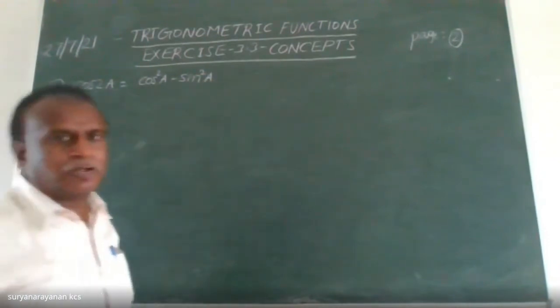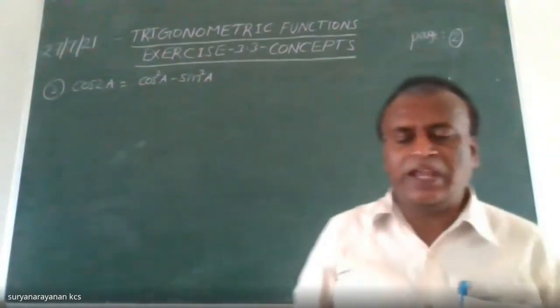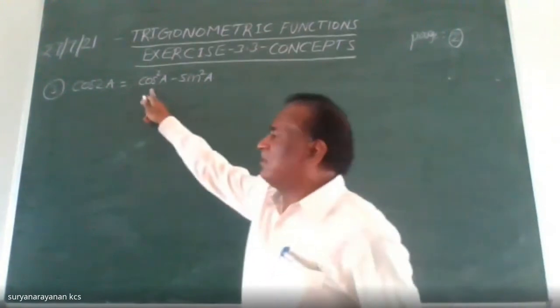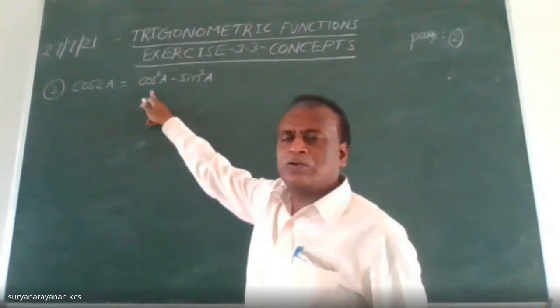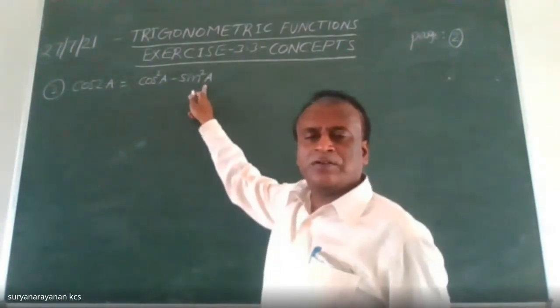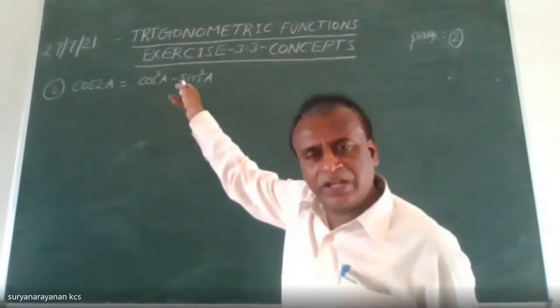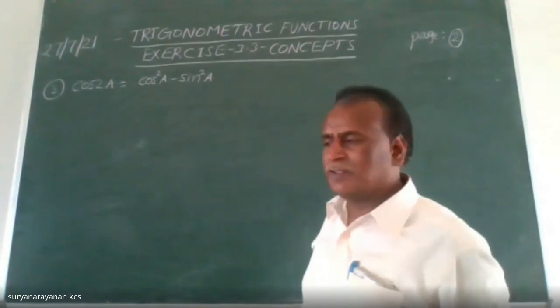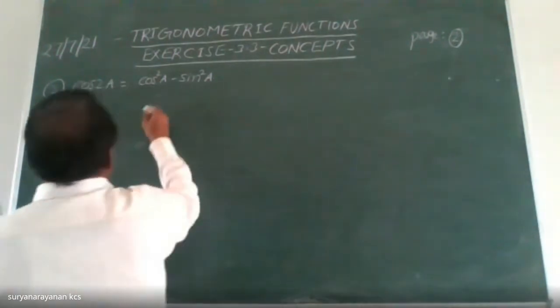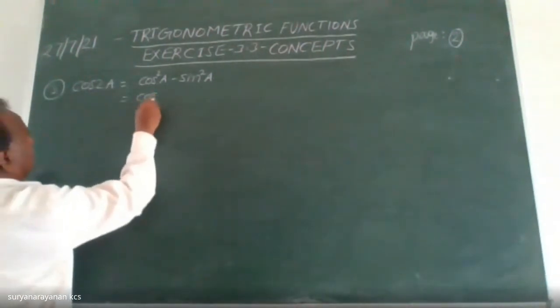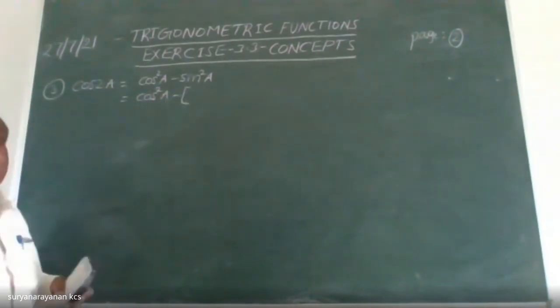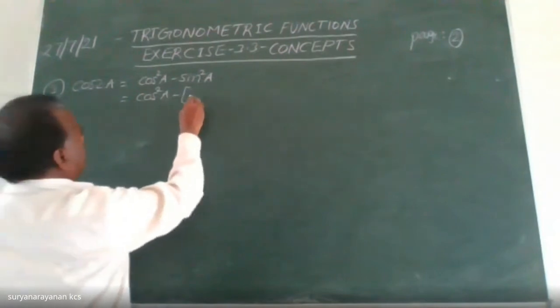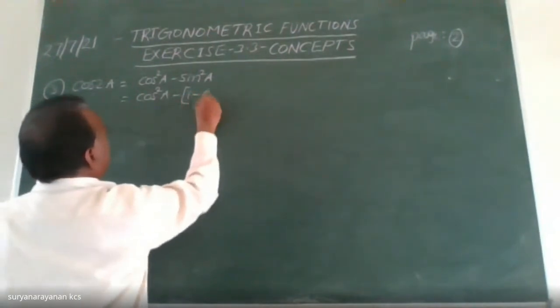Cos 2a is equal to cos square a minus sin square a. Previously, we converted cos square a in terms of sin square a. Now, in this formula, we convert sin square a in terms of cos square a. How do you convert? Cos square a minus, what is the value of sin square a? 1 minus cos square a. Can we write it or not?